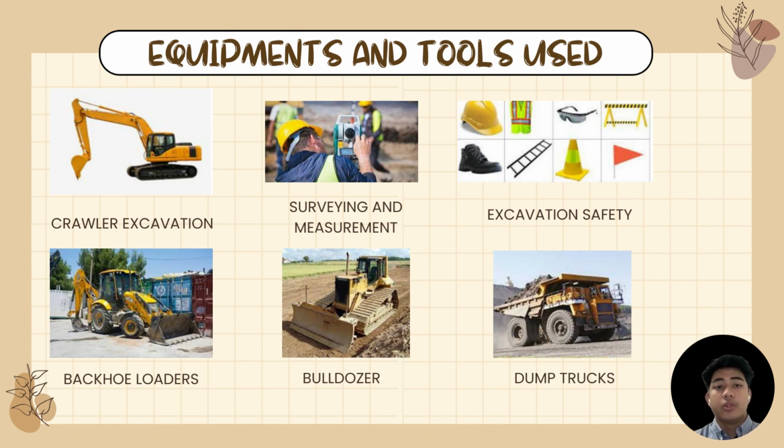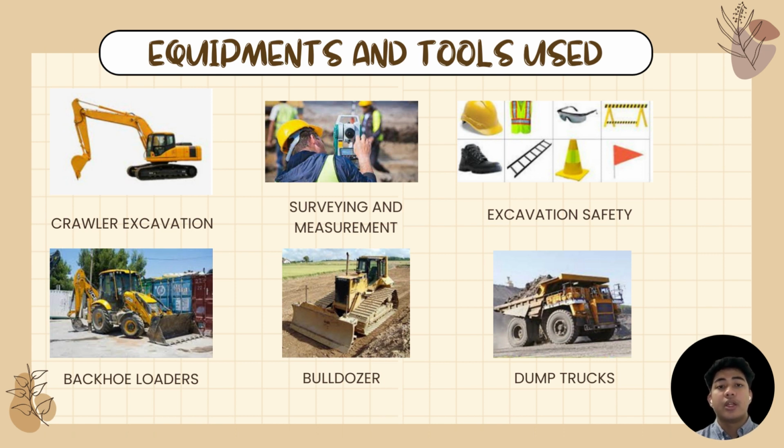Next one, for the equipment, surveying and measurement tools such as laser level, total station, and GPS equipment are needed in order to measure and to monitor the depth, slope, and alignment of the excavation. Next one is the bulldozer, a powerful machine with a wide blade mounted on the front. It is used to push the soil, rock, and debris away from the excavation area.